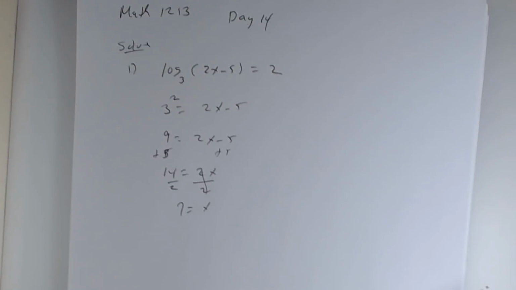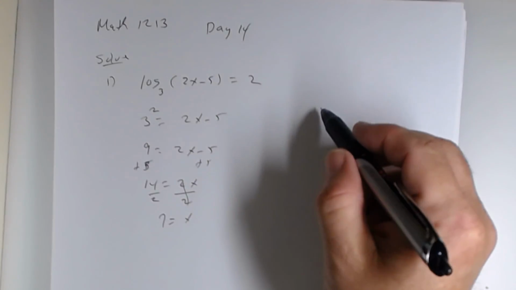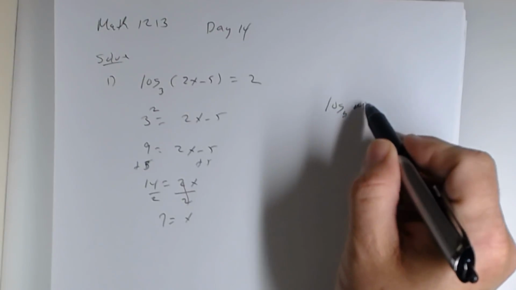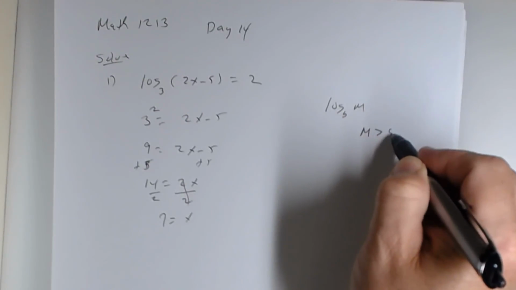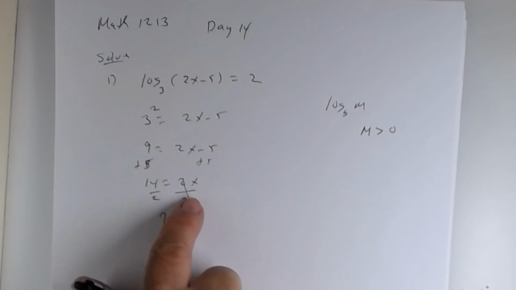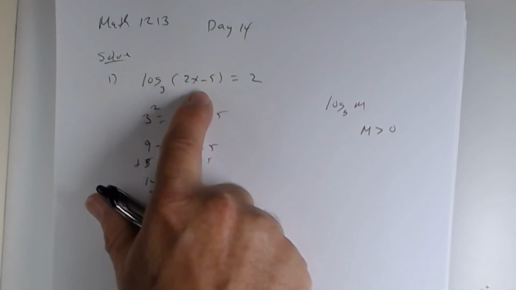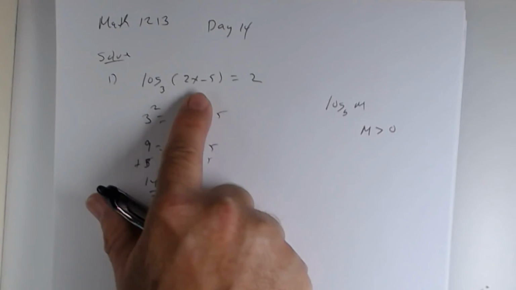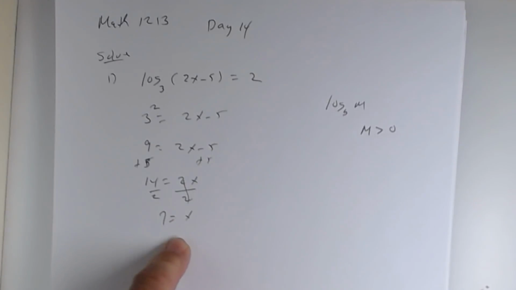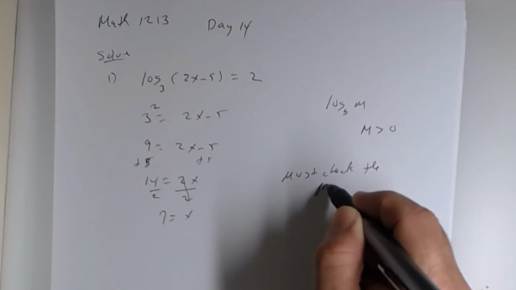Okay, now, one thing you've got to remember though. Remember, you can only take the log of what kind of number? Right, so in log base b of m, m must be a positive number. So there will be situations where the value you get for x, when you plug it back in, makes that argument negative. So when you solve log equations, you have to check your proposed solution. You must check the proposed solution.